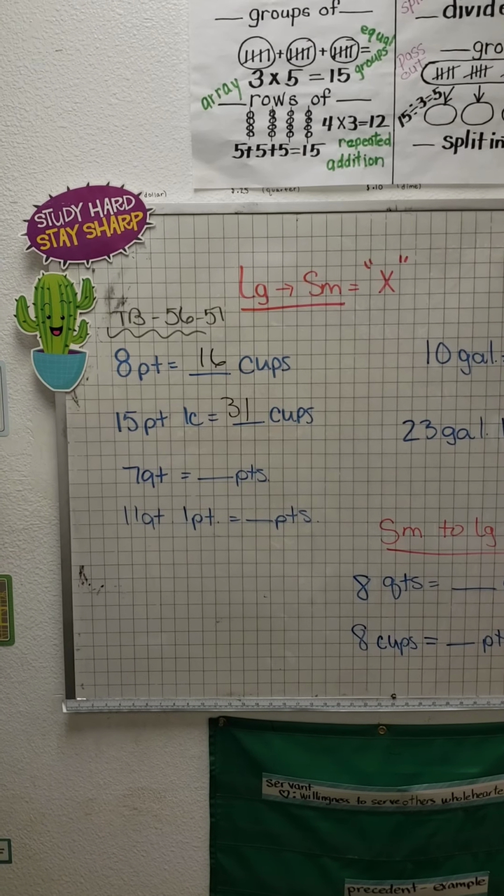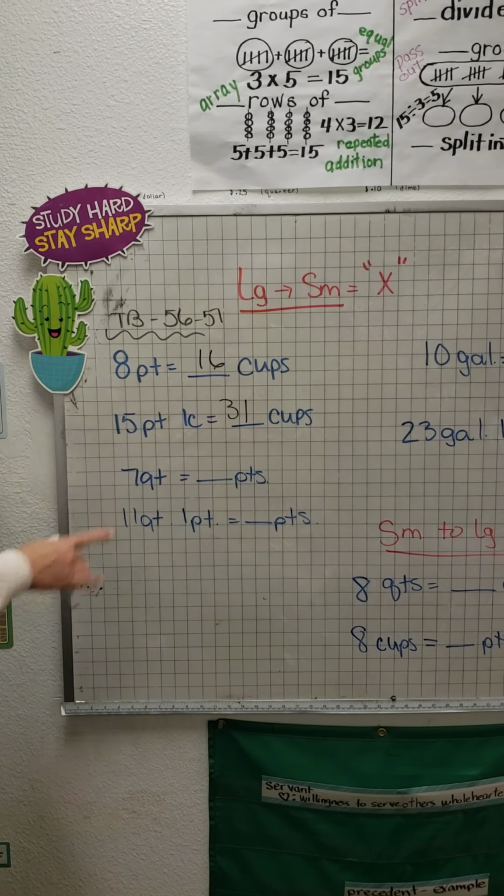All right, now we're going to look at quarts. So quarts are our blue container here. So if we had 7 quarts, how many pints would that be? And there are 2 pints in 1 quart. So again, we would be multiplying by 2. So 7 times 2 is 14 pints. And this is number 2A on your page 56.